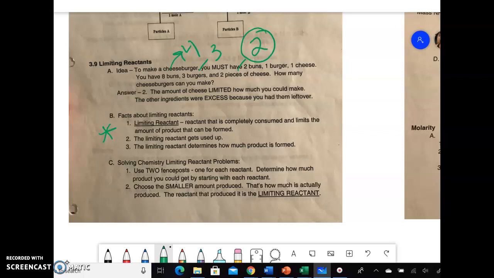You have to recognize when you see one. And the way you recognize it is because they'll give you 2 different amounts of different chemicals and ask you how much is produced. And you're like, well, how do we know which one to use? That's your clue that it's going to be a limiting reactant problem.